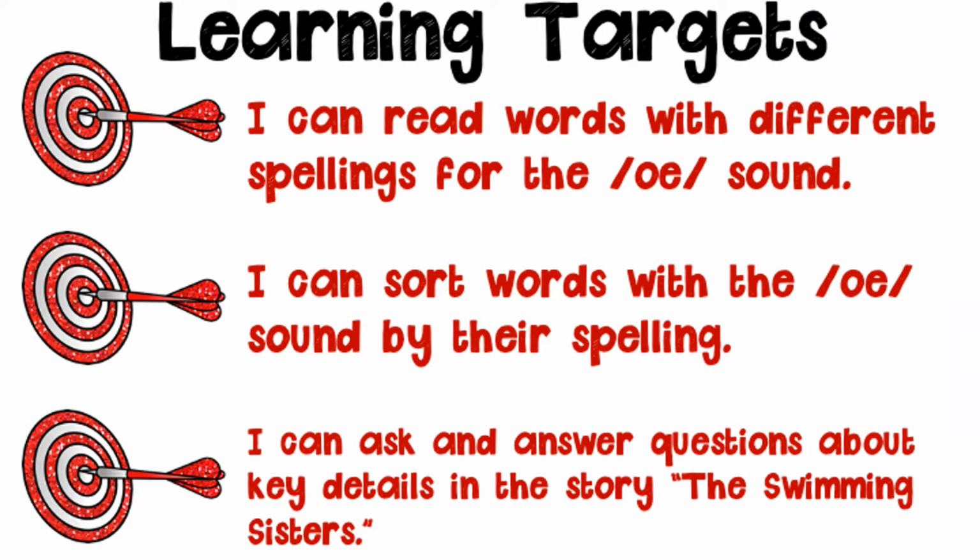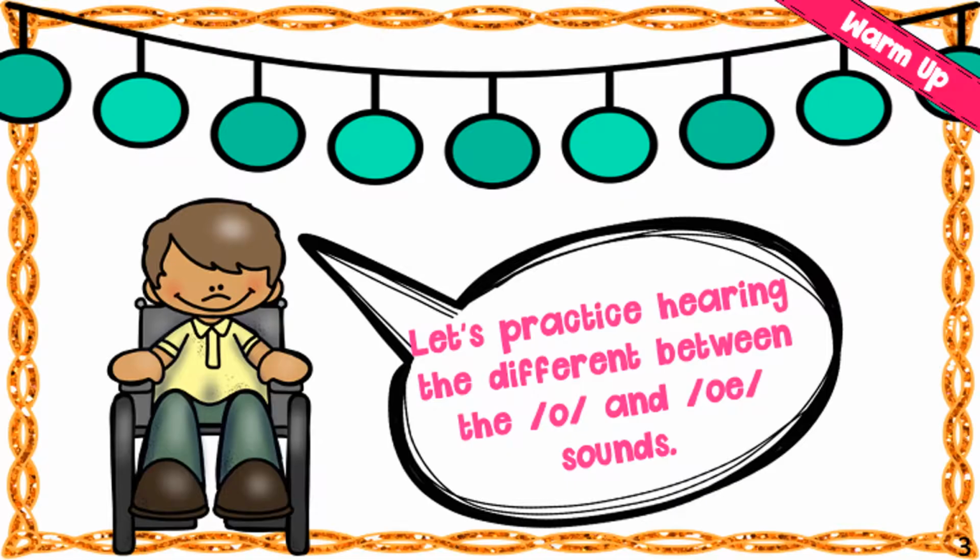Our learning targets for today are to read words with different spellings of the O sound. So remember, so far we've talked about the OE and the OA. We're going to sort words with the O sound by their spelling. And we're going to ask and answer questions about key details in the story, The Swimming Sisters.